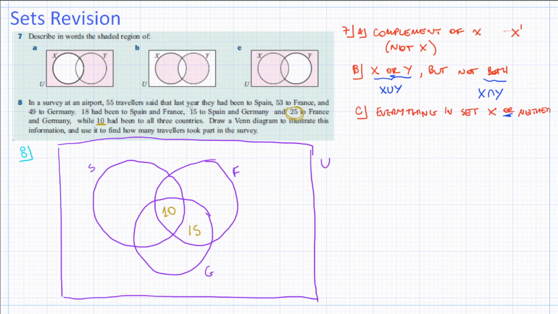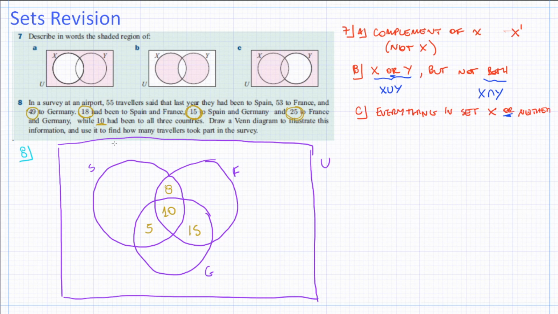Let's go for the next one, Spain and Germany, 15. I already have 10 here, so I only need 5 left. Now Spain and France, 18, similar, this is 10, so 8 left. So far so good. Now we'll look at each individual country.